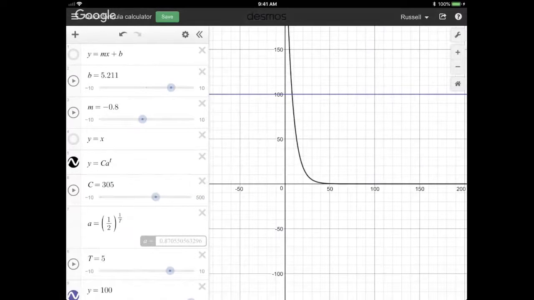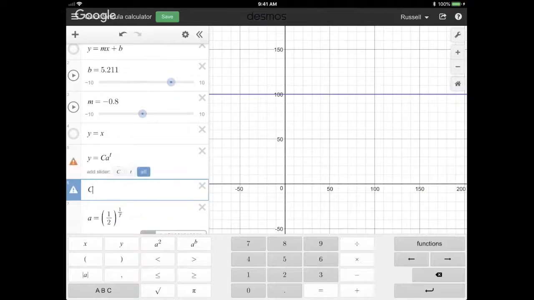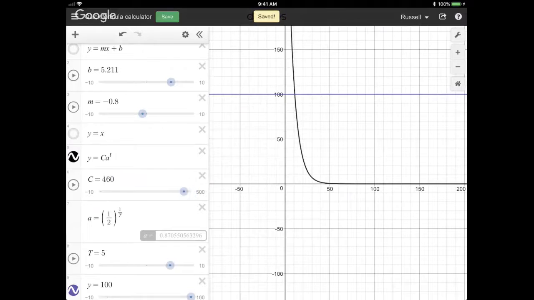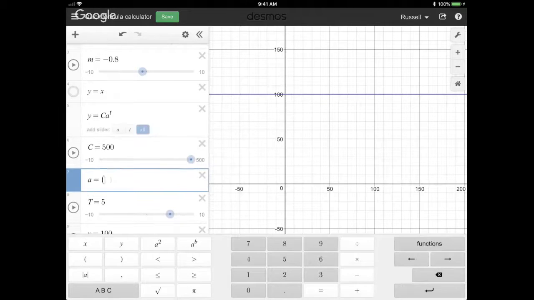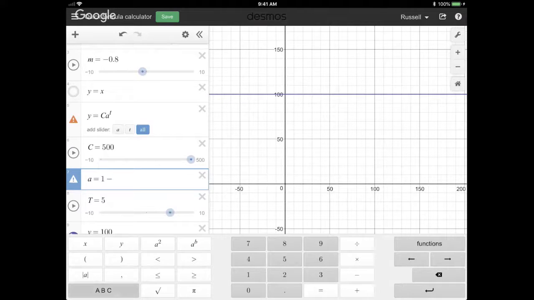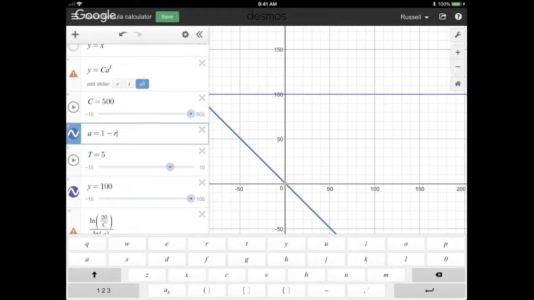Whoa. All right, give me another save there. Ooh, it keeps doing it to me. Okay, there we go. We're going to use a different formula for A now, because I want 1 minus little r there. There we go. Well, it thinks r is a variable, so I got to fix that.